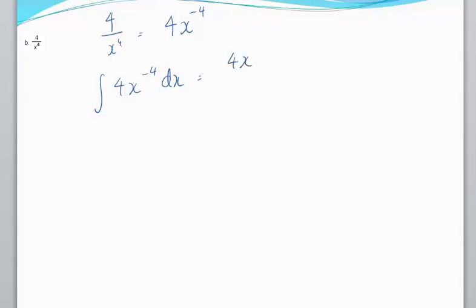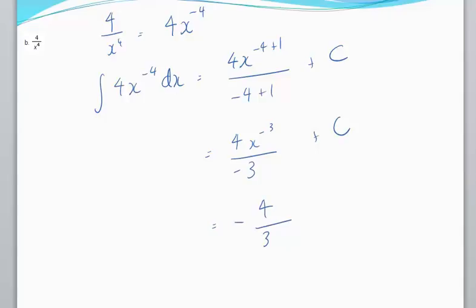So 4x to the power of minus 4 plus 1, divided by our n plus 1, minus 4 plus 1, plus our constant c, is 4x to the power of minus 3 divided by minus 3, plus our constant c. So we can take our minus out the front. We've got 4 on 3, and our x is to the power of minus 3, so we're going to put our x cubed down the bottom here, plus our constant c.